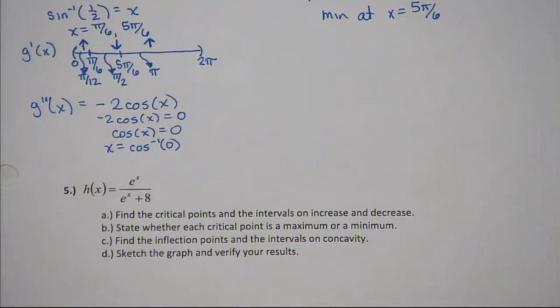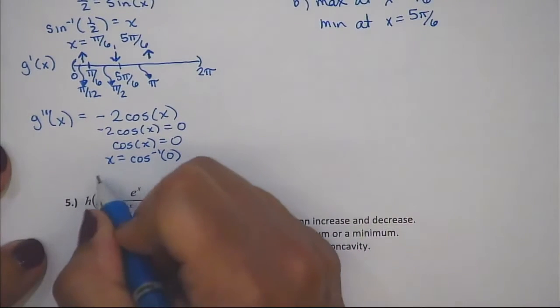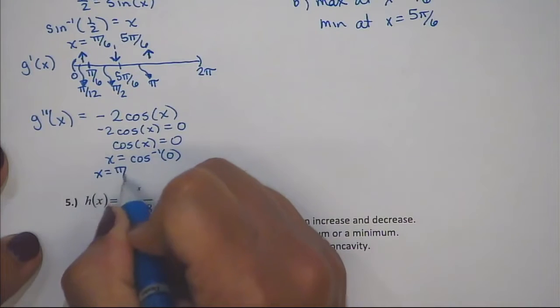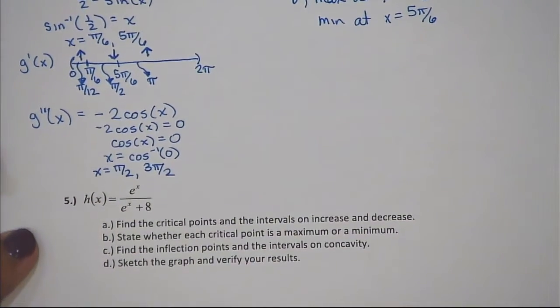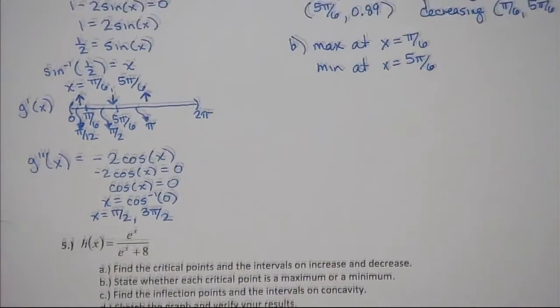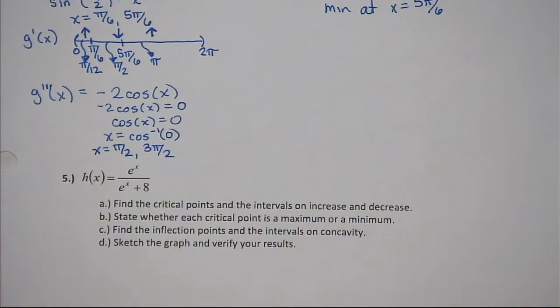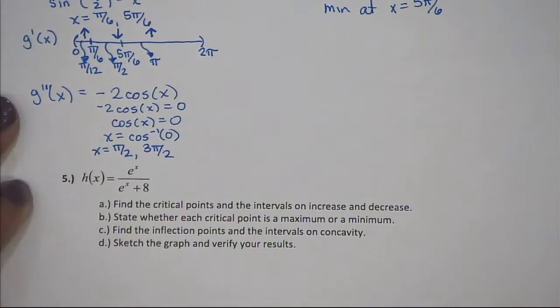So where between 0 and 2 pi, all the way around the circle, is the cosine value equal to 0? That would be up at the top, at 90 degrees, and then at the bottom at 270. So that is pi over 2 and 3 pi over 2. Top and bottom is where the cosine equals 0.